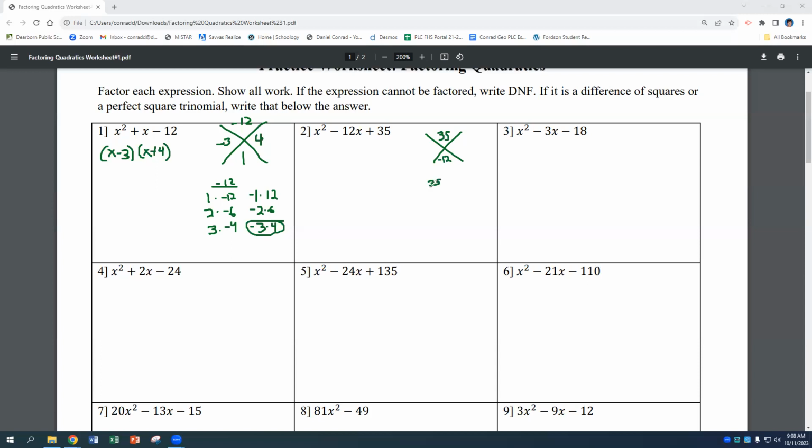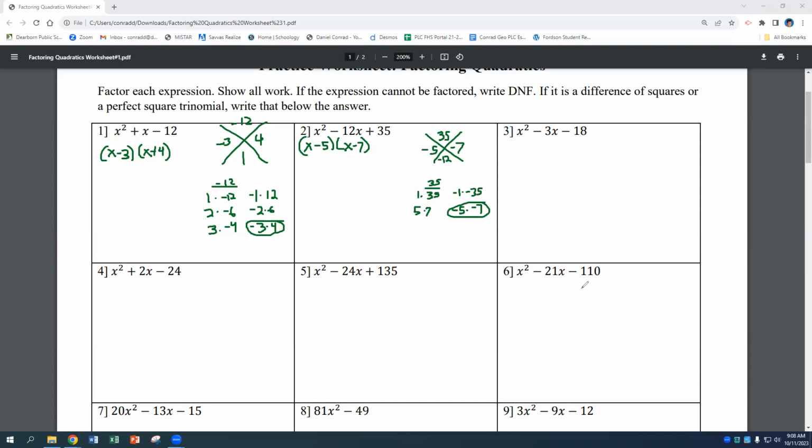So 35, you could do 1 times 35. You could do -1 times -35. You can do 5 times 7. And you can do -5 times -7. So of those possibilities, which ones add up to -12? It's going to be -5 and -7. So our factors here are x minus 5 and x minus 7.